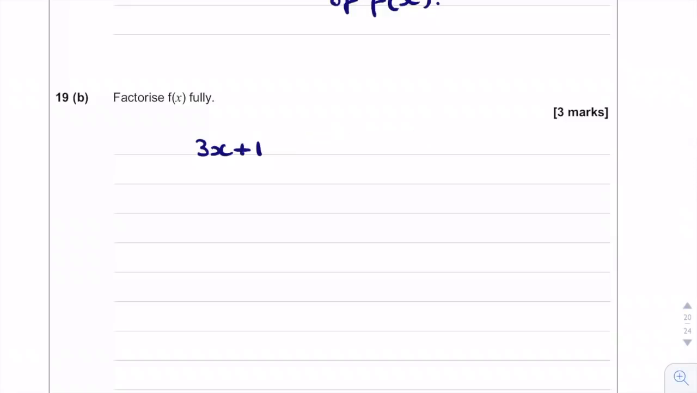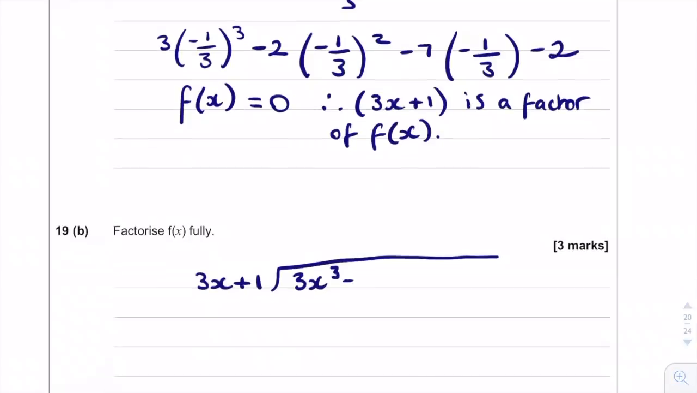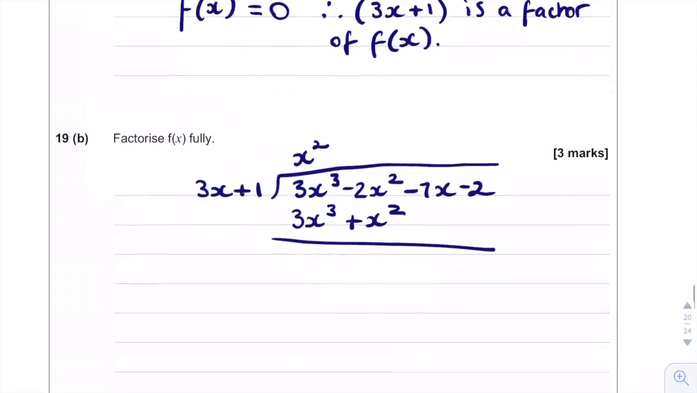So we're basically working out whether 3x plus 1 goes into the equation 3x cubed minus 2x squared minus 7x minus 2. Okay, so we do the 3x cubed divided by the 3x, which gives us x squared. We'll write that on top. Then do the x squared multiplied by the 3x, so we get 3x cubed. And then do the x squared plus the 1, so we get plus x squared. We then rule this off, and then we subtract each of the terms.